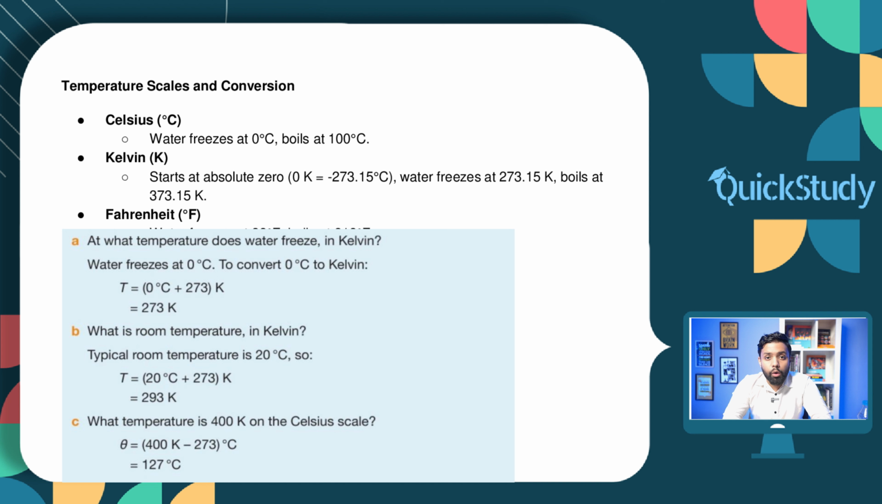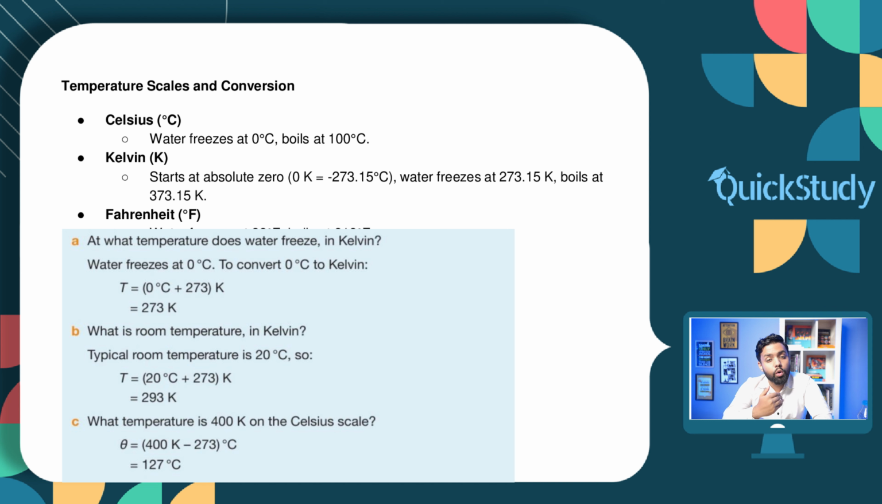As we said before, now we will be talking about temperature scales and the conversions in between them. So we all know about Celsius, which is water freezes at 0 degrees Celsius and boils at 100 degrees Celsius. But for Kelvin, it starts at absolute zero. Absolute zero is the temperature where there is no motion or heat found. 0 Kelvin is equal to minus 273.15 degrees Celsius. We already used it in the previous example.